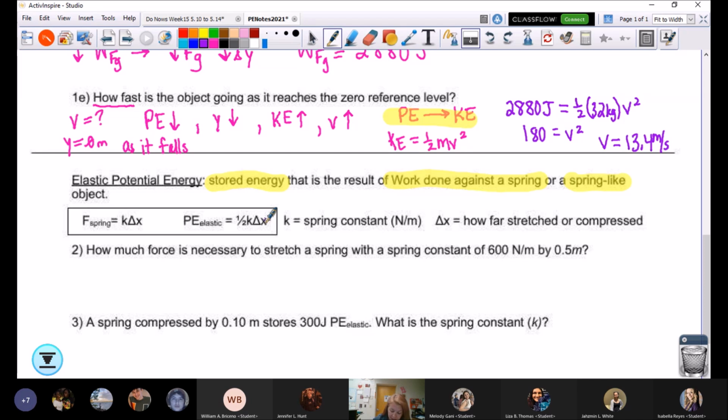It's basically a specific number based on what material you're using, whether it's a thin rubber band, thick rubber band, a thick spring, a loose spring. It just depends on the object itself. Every object has its own unique spring constant. Your delta X is going to be how far you stretch or compress that object. Some things can be compressed or stretched, right? Springs can be either or.